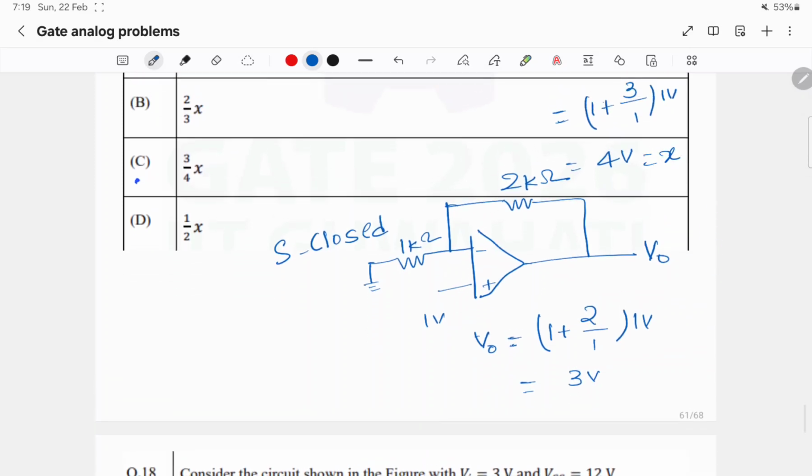If this is X volts, V0 is 4 volts, which is X volts. V0 dash is 3 volts. This can be written as 3 by 4 times X volts. The 4 will get cancelled and 3 volts will be the answer. So this relation will follow: 3 by 4 times X.